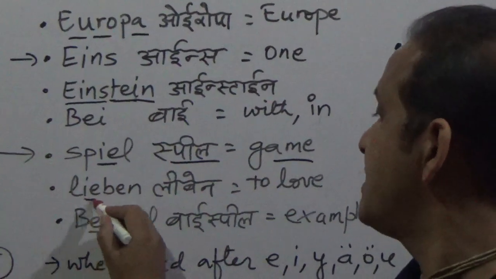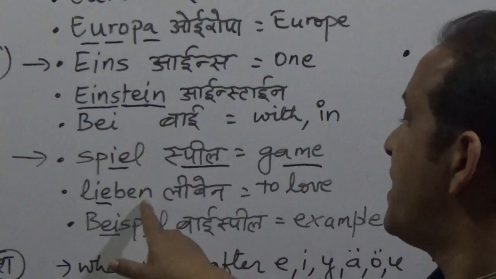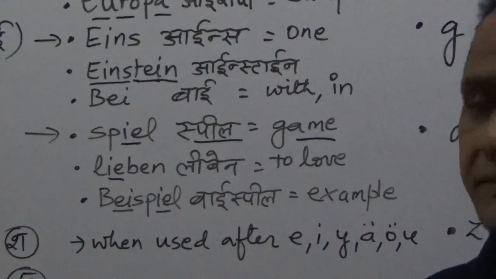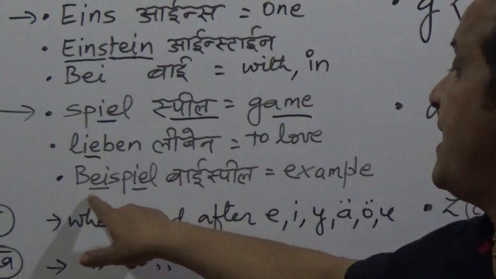L-I-E-B-E-N. I-E gives the E sound, so this is Lie and then ben. Lieben, Lieben means to love. Then this is Bei.